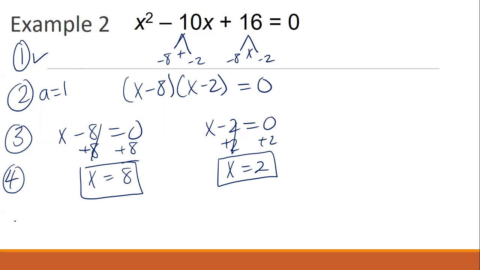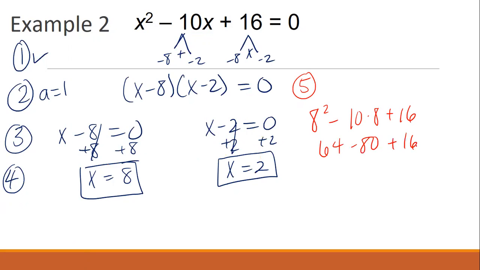Step 5 is if you're not sure if you did this right, you plug in and check. When you're plugging in to check, you're checking them individually. So if I'm plugging in 8, I have 8 squared minus 10 times 8 plus 16. That gives me 64 minus 80 plus 16, which gives me negative 16 plus 16. Does that equal 0? Yes. So that means I did it correctly.